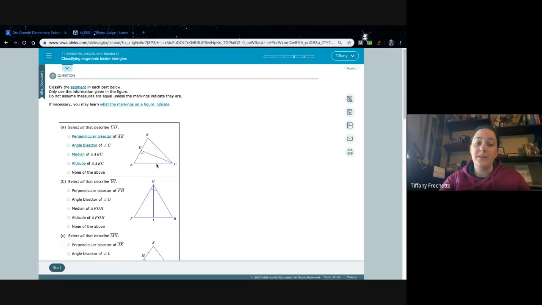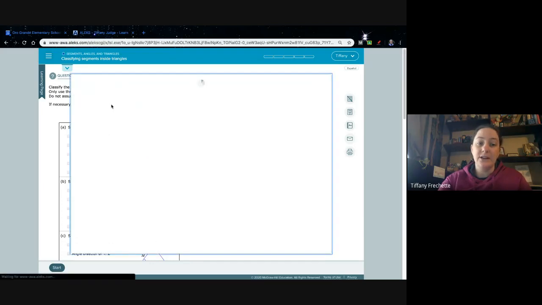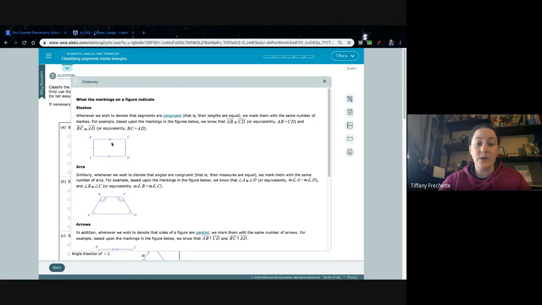So even if the figure looks like it's congruent or the angles look like they're the same size, we can't use that as fact. We can only use the facts that they gave us. So this says, if necessary, you may learn what the markings on a figure indicate. So if you click on this, it actually will go through and show you.